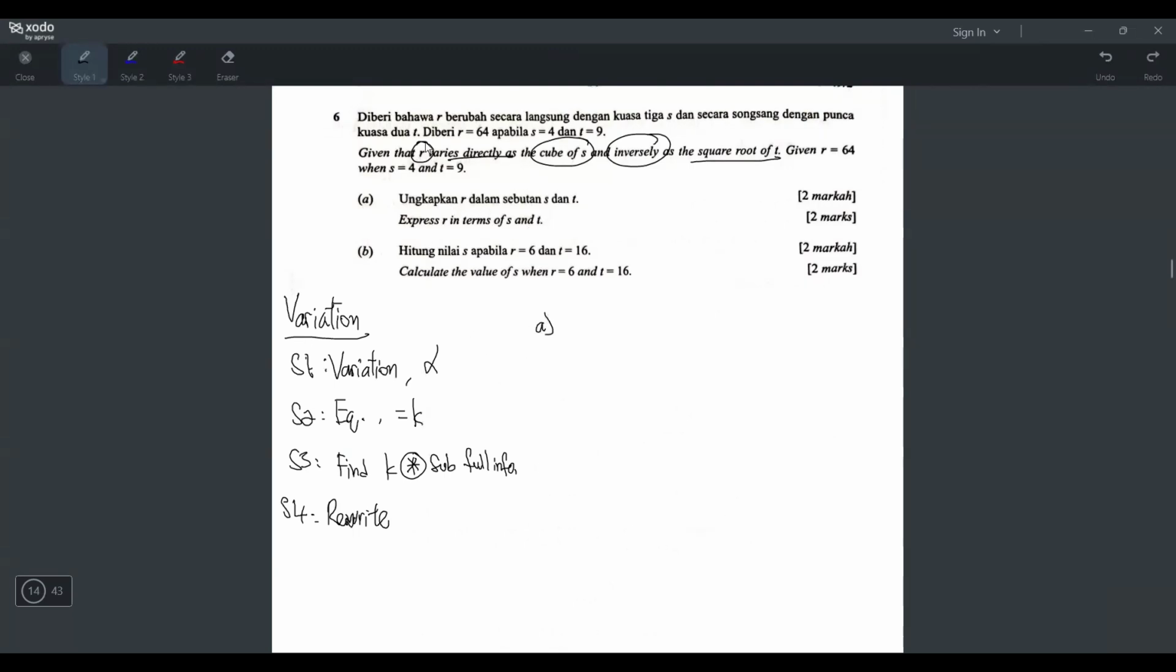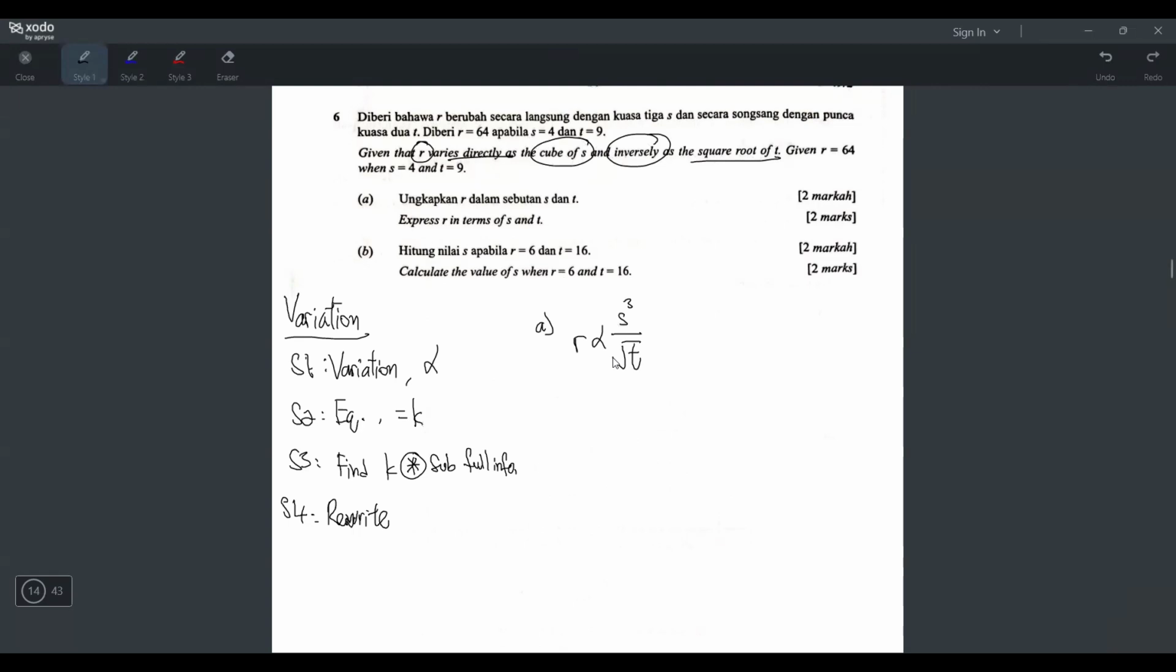For this question, they already said r varies directly as the cube of s, so I can do my step 1 already. R varies. If they say directly, write on top. If they say inversely, write at the bottom. So directly as the cube of s, s power 3, cube means power 3, write on top. And inversely, so write at the bottom: square root of t, write at the bottom. This is the square root.